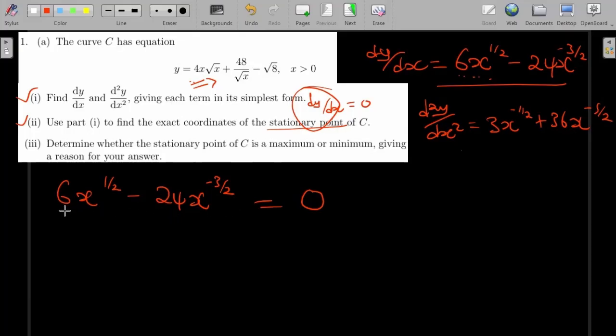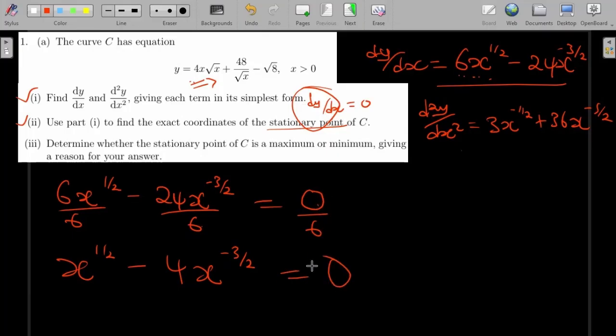Okay, so first of all, we can divide throughout by 6, even here by 6, even there by 6. What we get is x to the power half minus 24 divided by 6, that will be 4, and then x to the power minus 3 over 2 is equal to 0 divided by 6, just 0. So from there, what can we do in order to simplify this? Let's take this one to the right-hand side. So I'm going to remain with x to the power half is equal to 4x to the power minus 3 over 2.